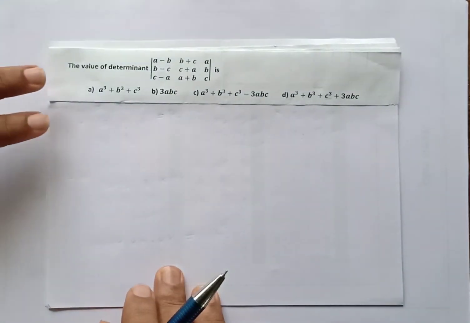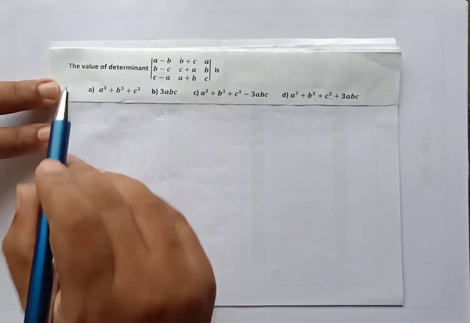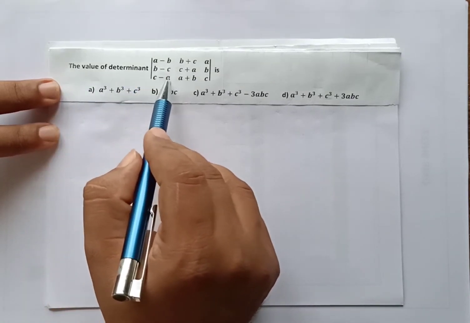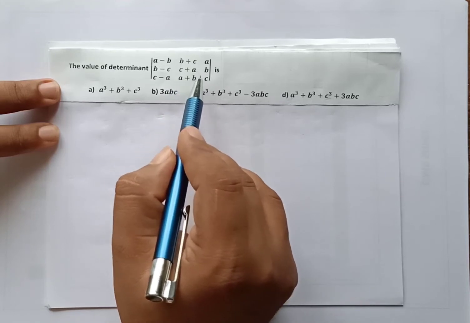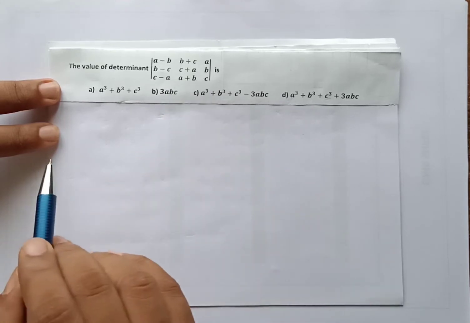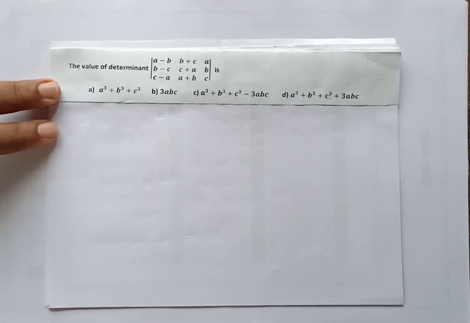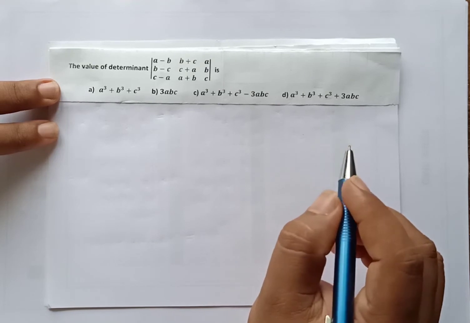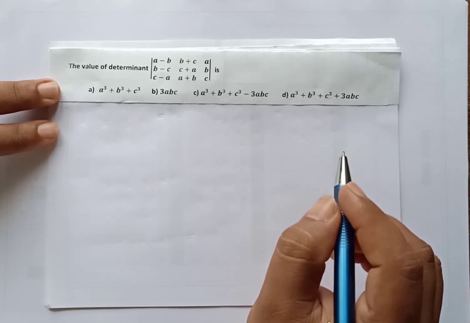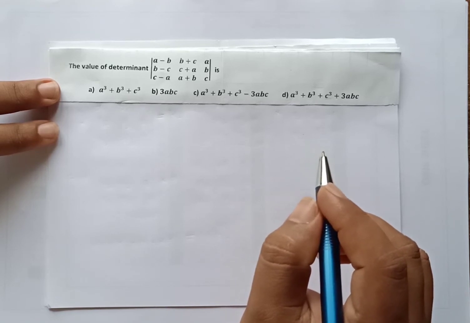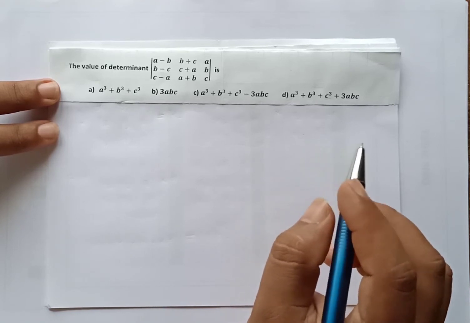Now we will move to the next problem. The value of the determinant [a minus b, b minus c, c minus a; b plus c, c plus a, a plus b; a, b, c] is. What is the answer for this? Yes. Now here also we can go for the substitution method. With the help of the substitution method, we can easily solve this problem.